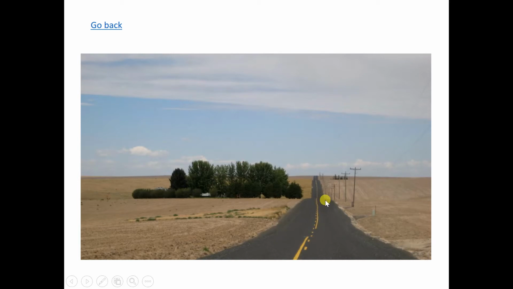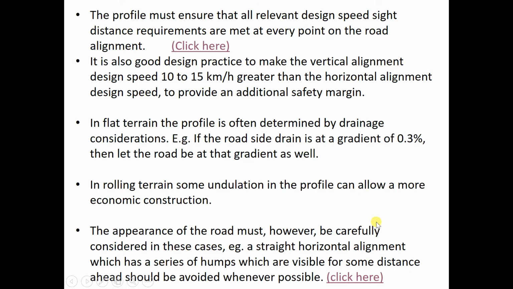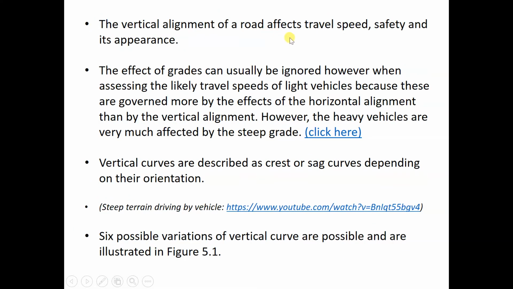So actually, I think the guide for the curve is that you can have some curvature, but it's desirable to have a big radius. That means we don't want to have a short vertical curve length. We want to have a longer vertical curve length for safety reasons and for aesthetic aspects. The vertical alignment of a road affects travel speed, safety, and its appearance. Okay, so this is quite self-explanatory.